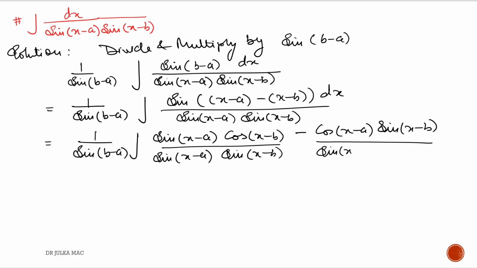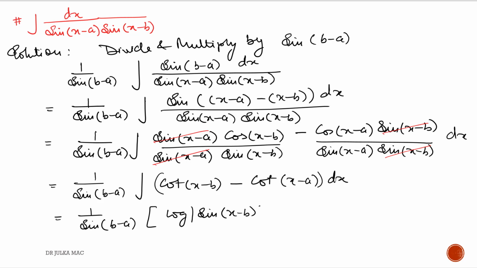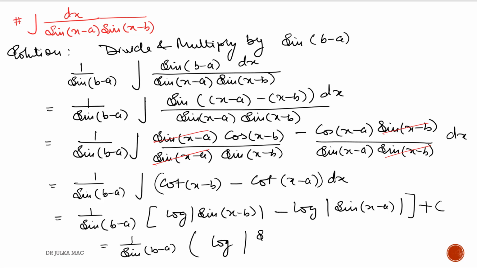When we divide into 2 parts, then we have 1 upon sin(b minus a) outside, and in the first part we have integration of cot(x minus b). In the next part we have integration of cot(x minus a). Integration of cot is log mod sin x. So we have 1 upon sin(b minus a) outside, log in mod sin(x minus b) minus log in mod sin(x minus a). Log m minus log n is log m upon n. So the answer is 1 upon sin(b minus a) log in mod sin(x minus b) divided by sin(x minus a) plus c.